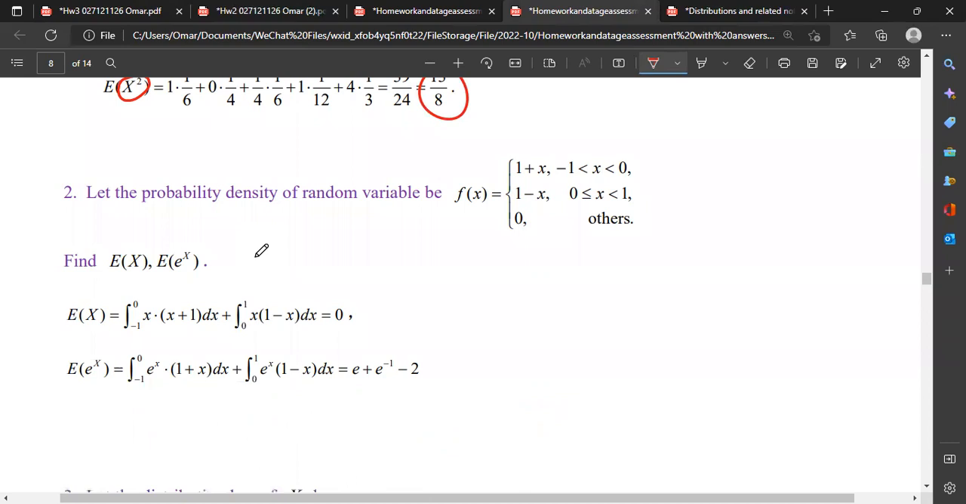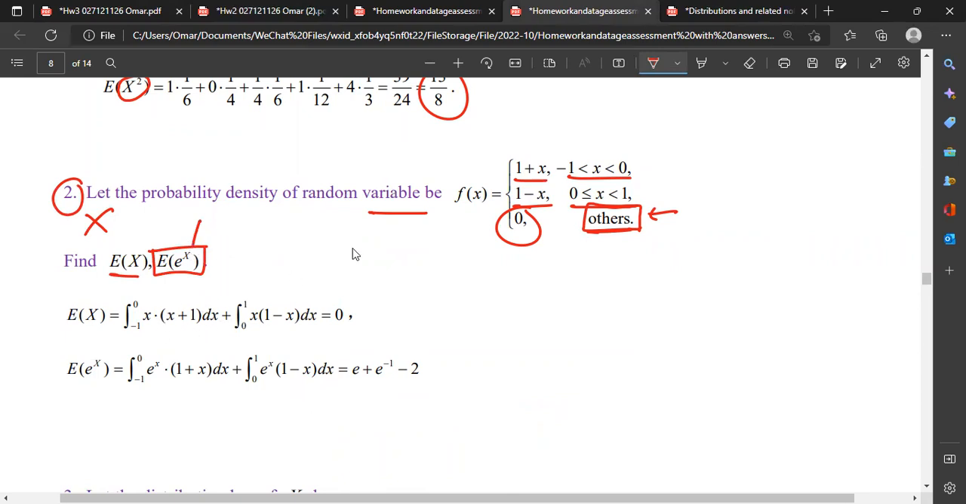Number 2, we have let the probability density of random variable f of x equal to 1 plus x when x is greater than or equal to minus 1 and x is less than 0, 1 minus x when x is greater than or equal to 0 and less than 1, and 0 otherwise. So Laushi mentioned that she will not give this kind of problem in the examination. So this is, you see, the continuous random variable, right? Continuous. So we have to find E of x and E of e to the power x.